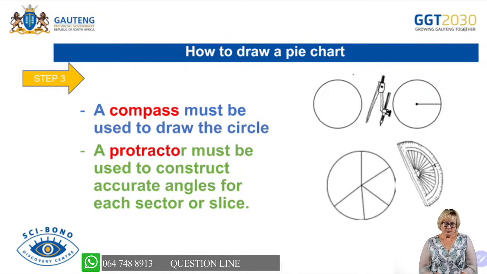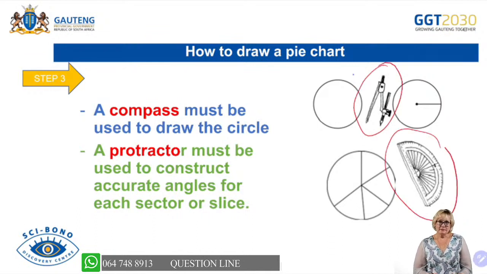And that's why we are saying to you that as part of your life science tools, you must have a compass and you must have a protractor and you must have a calculator. Because otherwise, how are you going to do those calculations we've just looked at? All right, so that's very, very important.